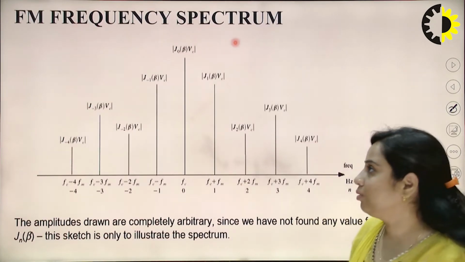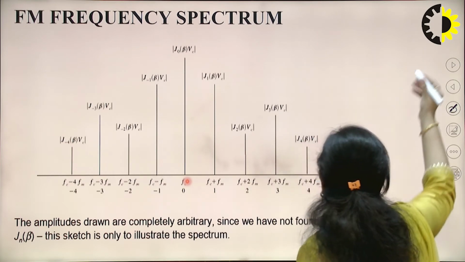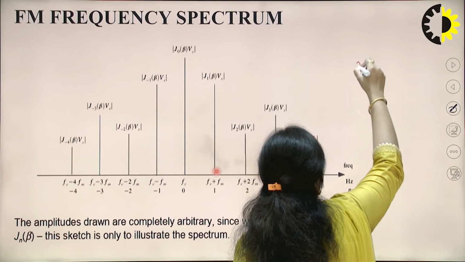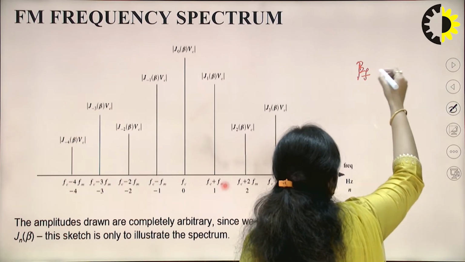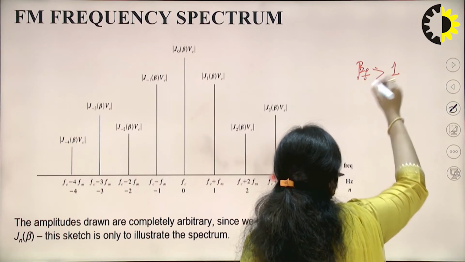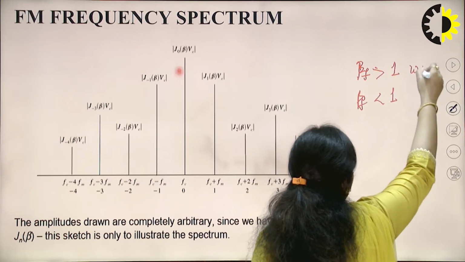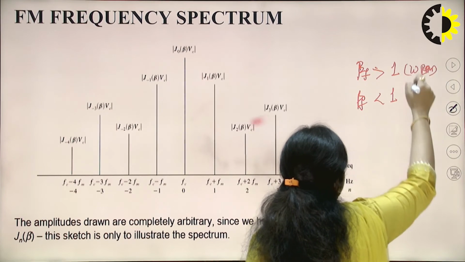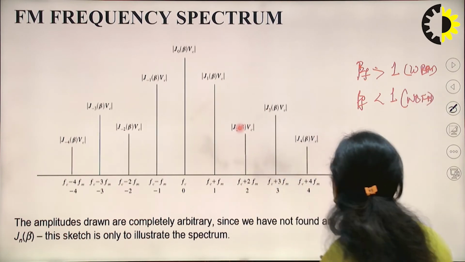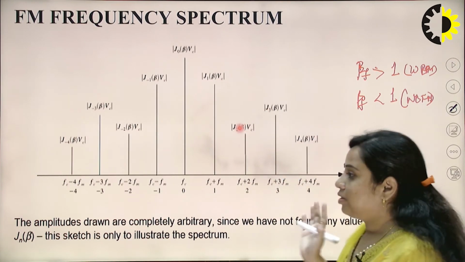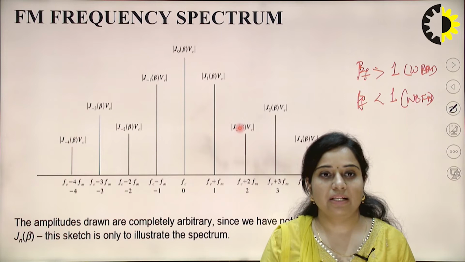So this will be the FM frequency spectrum. Now there is one important thing that you have to consider, the value of beta_f. Beta_f is the modulation index. Its value can be greater than 1, or it can be less than 1. In the first case it is known as WBFM, that is wideband FM, and in the other case it is known as narrowband FM, that is NBFM. So this is the important condition that you have to consider while solving any kind of numerical.